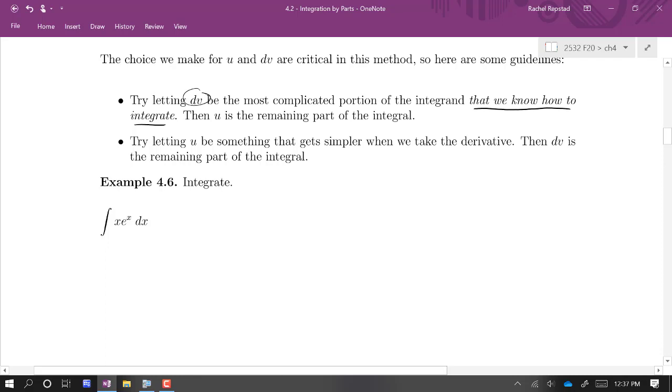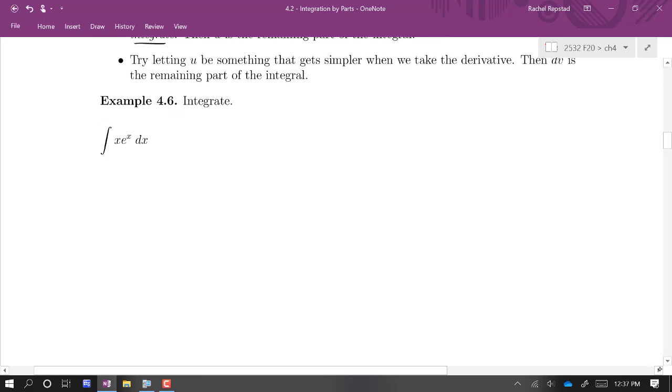So let's do an example. We're looking at the integral of x times e to the x dx. And we need to pick something for u, and we need to pick something for dv. So in this problem, just to show you the basics of how to work, I'm going to let u equal x, and I'm going to let dv equal e to the x dx. Notice that dv always includes the dx.